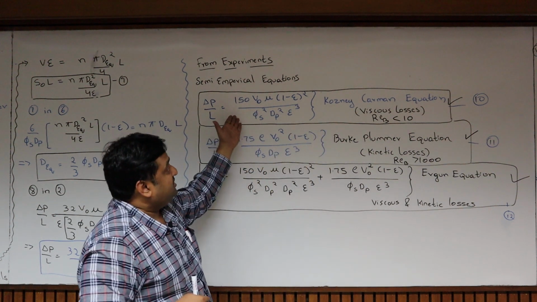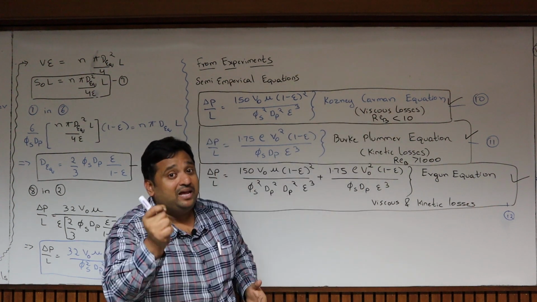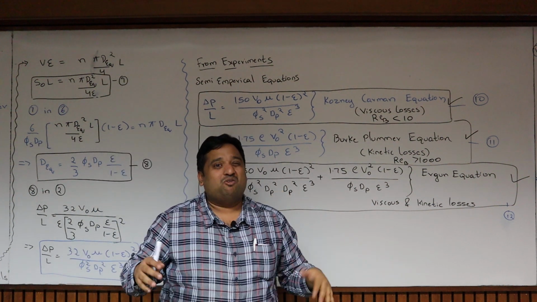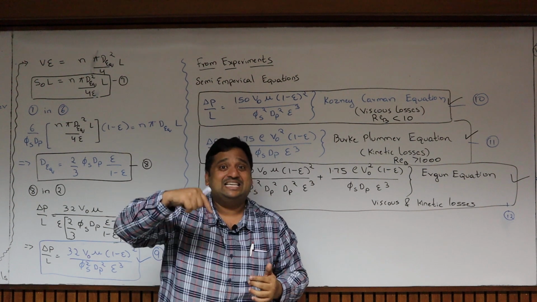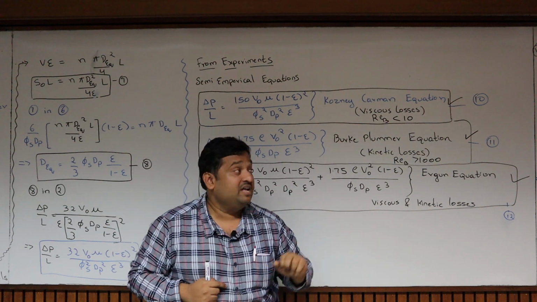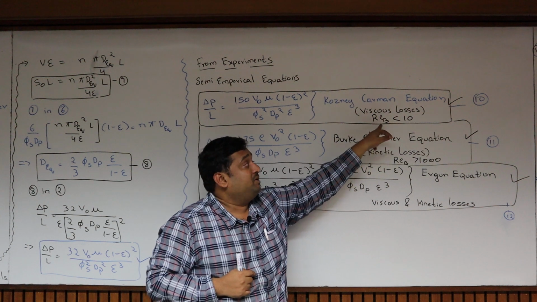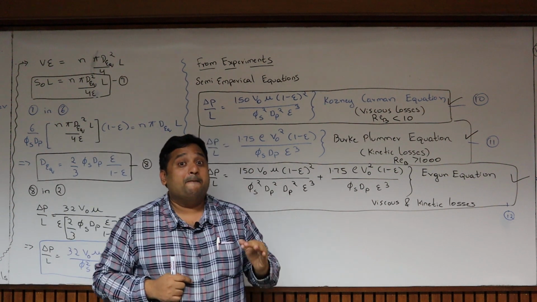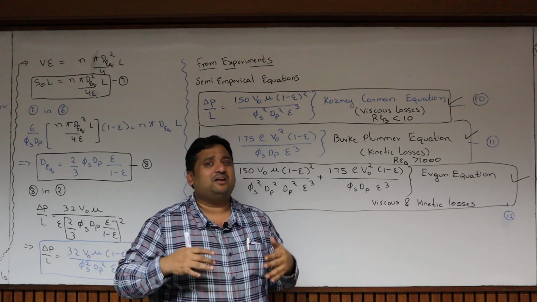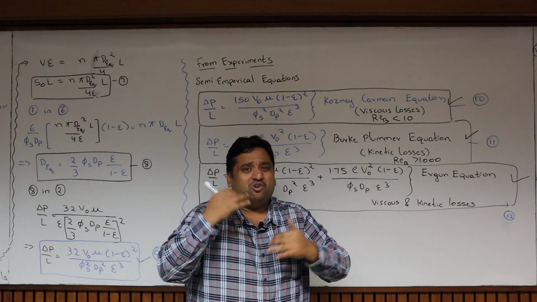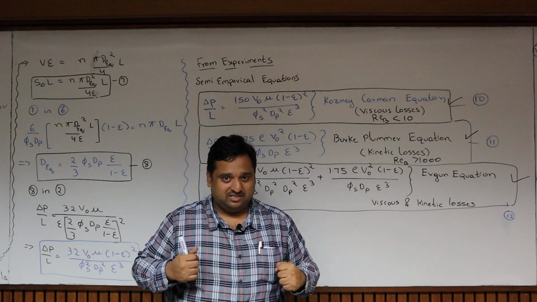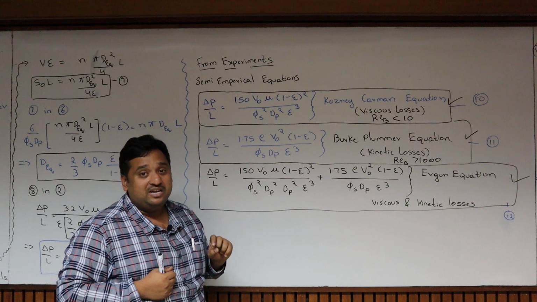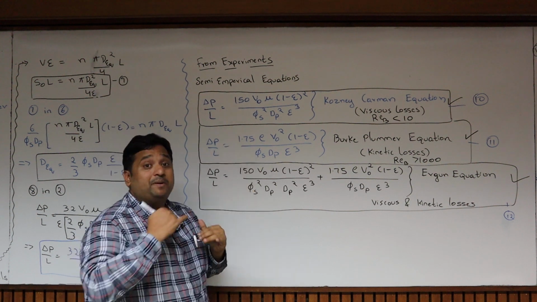The first equation is the Kozeny-Carman equation, which is applicable when the bed Reynolds number is less than 10. Mainly for laminar flow, wherever the viscous forces dominate inside the bed, you have to go for the Kozeny-Carman equation. And the other equation is the Burke-Plummer equation, mainly valid for turbulent conditions where the pressure drop is mainly because of kinetic losses. Use this particular equation when the bed Reynolds number is greater than 1000 to measure the pressure drop in a packed bed.